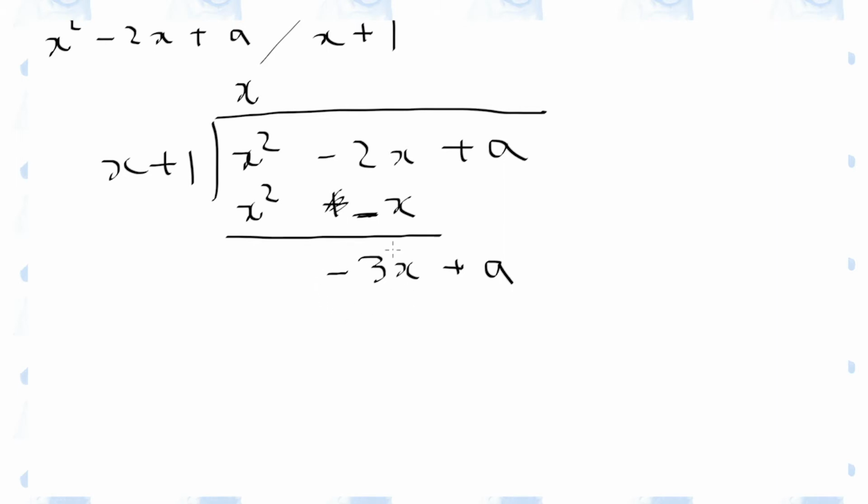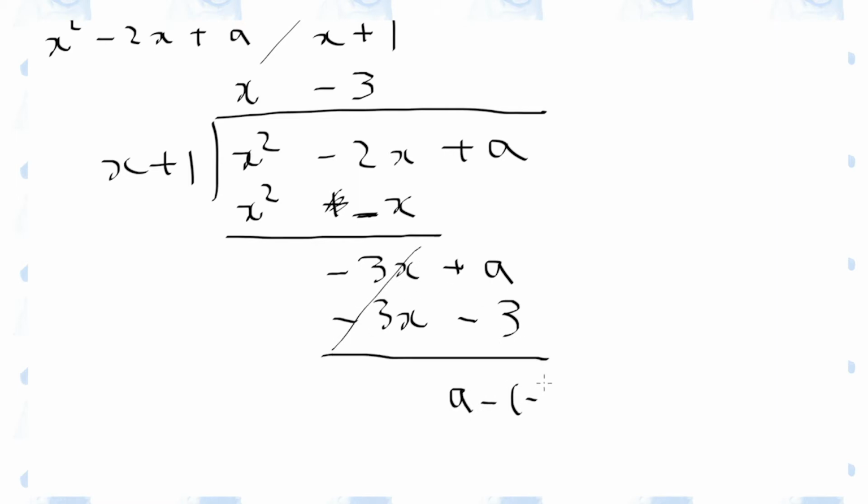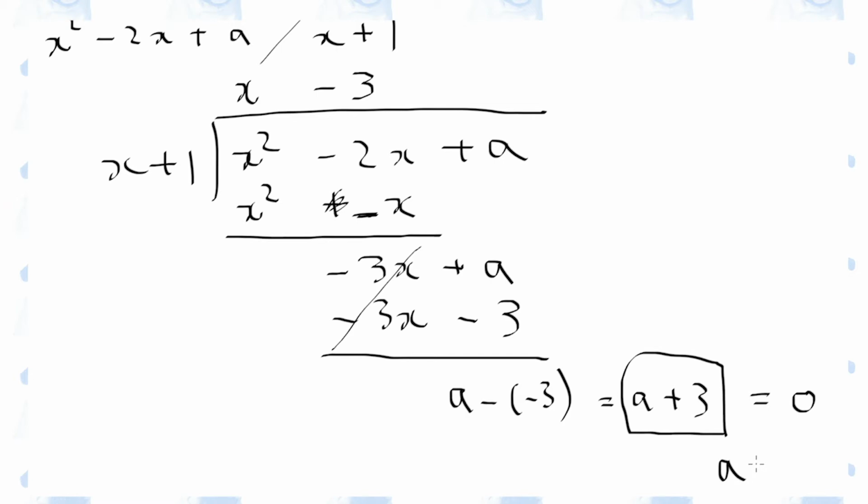So in order to eliminate minus 3x, we need to have minus 3 here. Minus 3 times x is minus 3x. And minus 3 times plus 1 is minus 3. These two cancel out. A minus minus 3, which is a plus 3. And because the question states that this expression is divisible by this, that means that the remainder must be equal to 0. So the value of A must be minus 3.